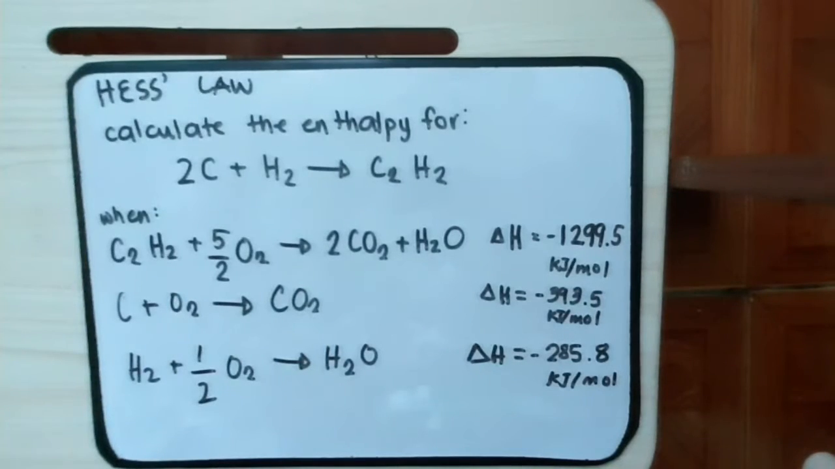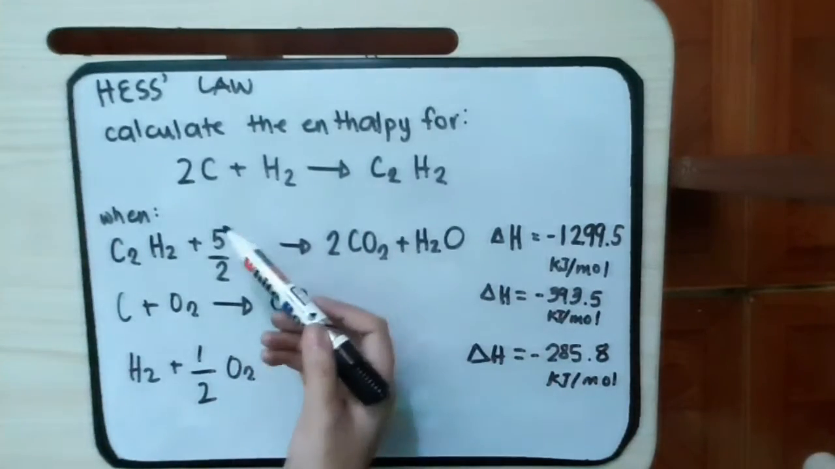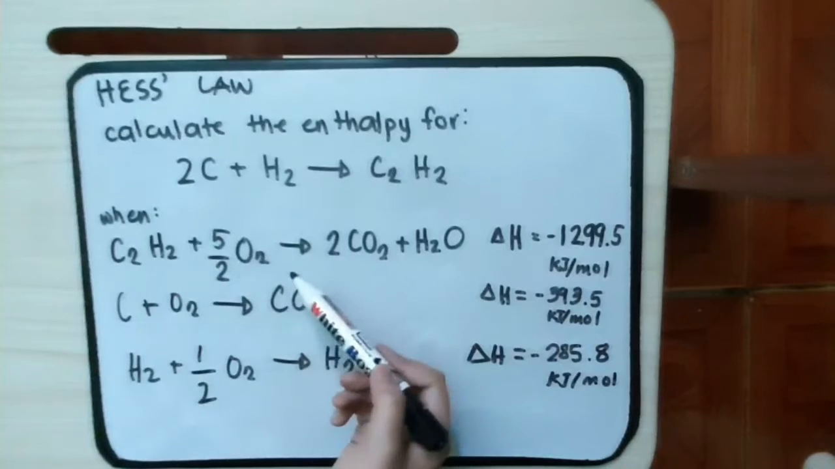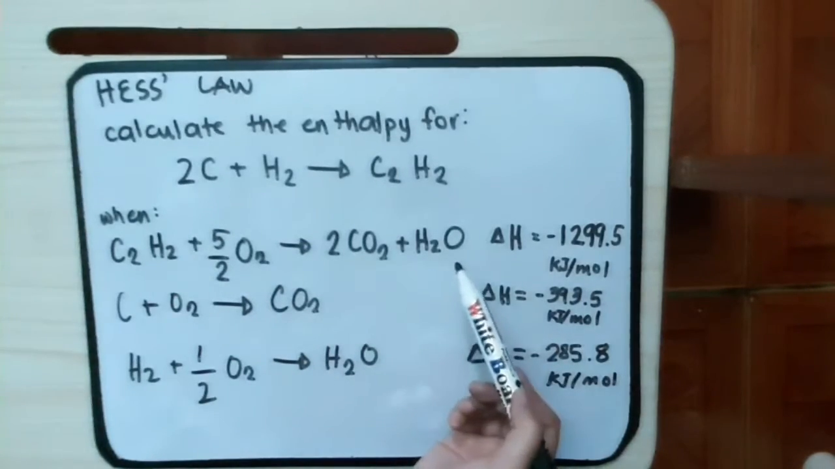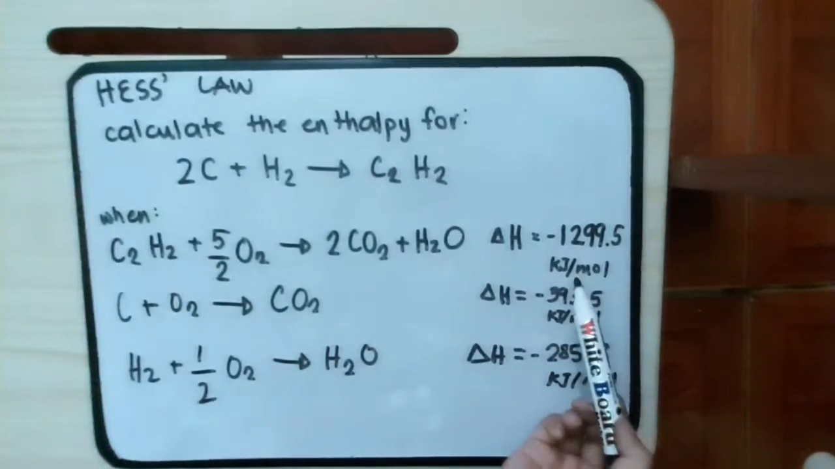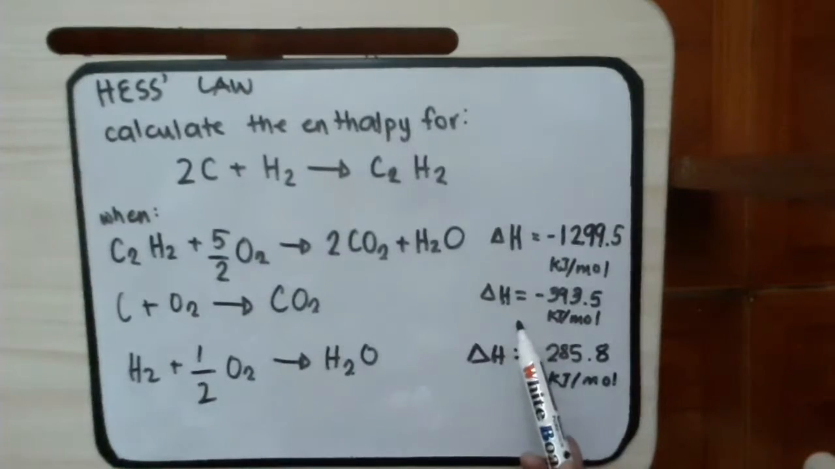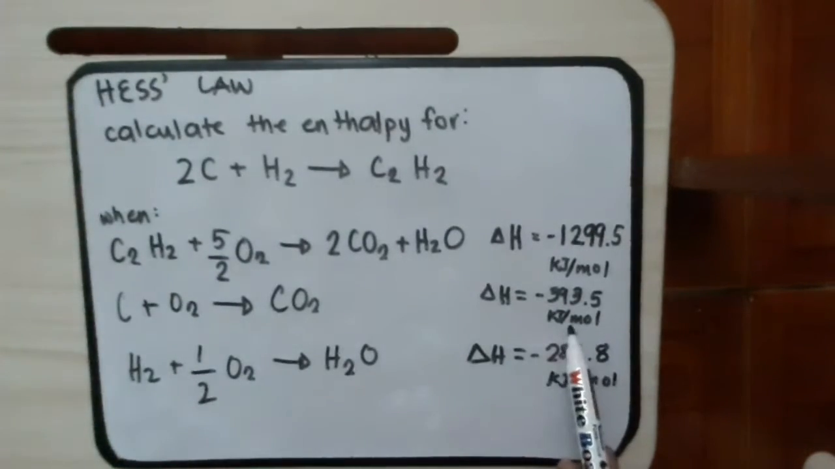So for Hess's law, we have this problem. Calculate the enthalpy for 2C plus H2 yields C2H2, when C2H2 plus 5/2 O2 yields 2CO2 plus H2O, delta H is equal to negative 1299.5 kJ per mole. C plus O2 yields CO2, delta H is equal to negative 393.5 kilojoules per mole. And lastly, H2 plus 1/2 O2 yields H2O, delta H is equal to negative 285.8 kilojoules per mole.